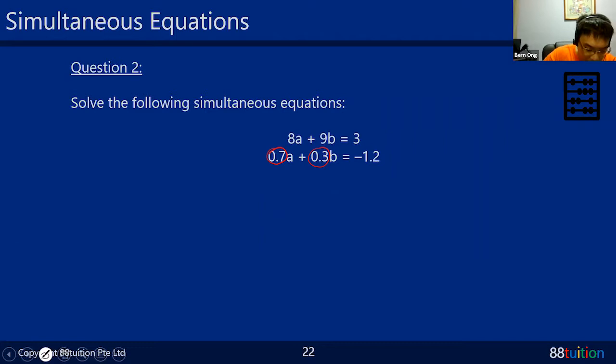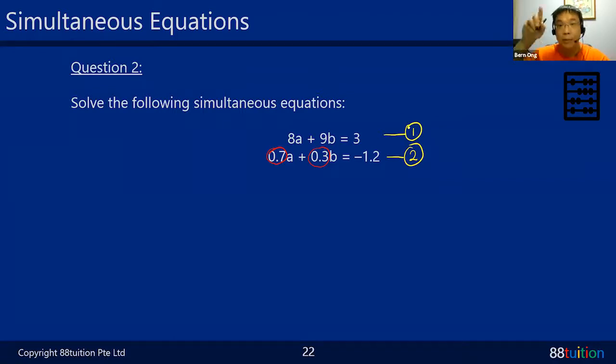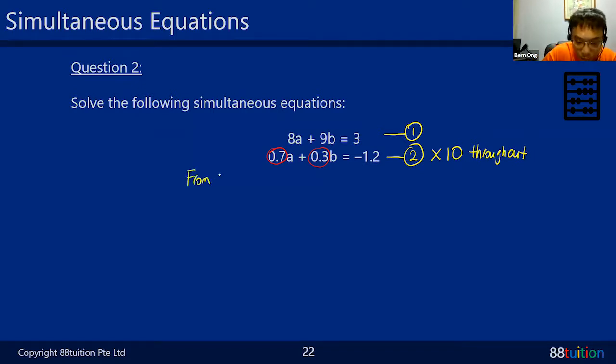All right, I do something called multiply by. This one is called equation 2, huh? We call this equation 1. All right, this symbol means equation 1, equation 2. Yes, times 10. So I purposely ask equation 2 to times 10 throughout. What's the meaning of throughout? Means everyone must times 10. Okay, so I can say that from equation 2, what happened? Okay, I need to times 10.